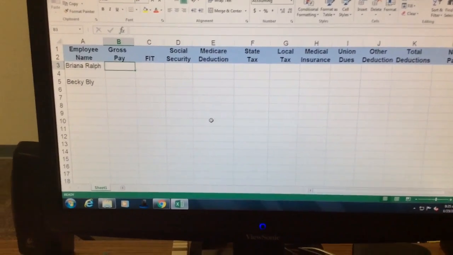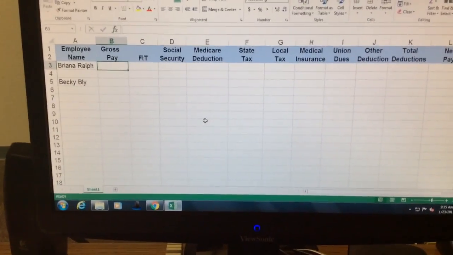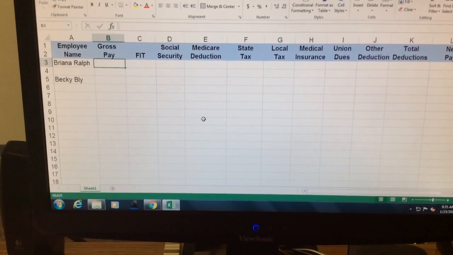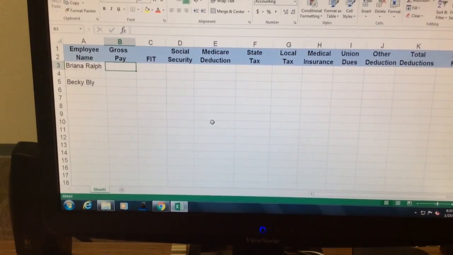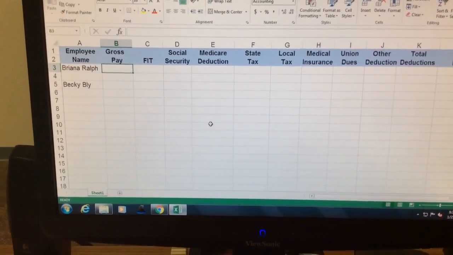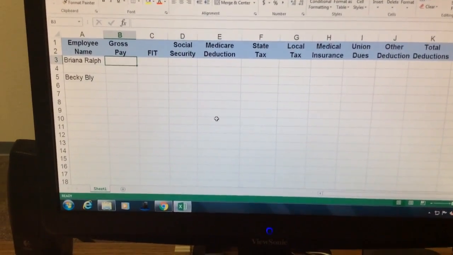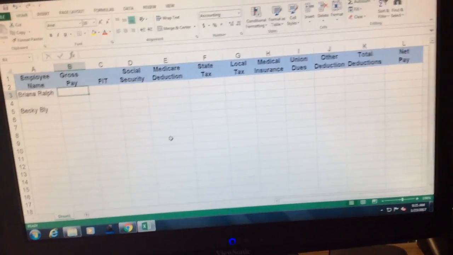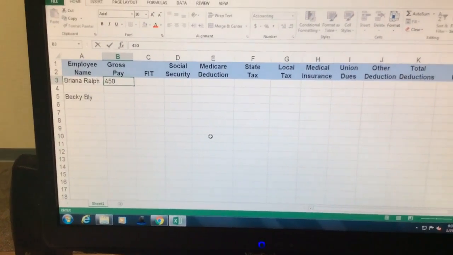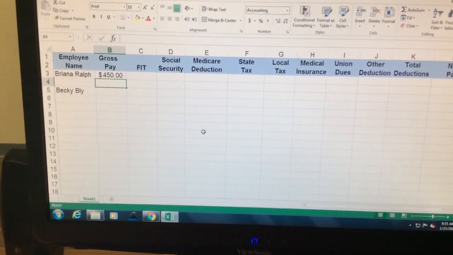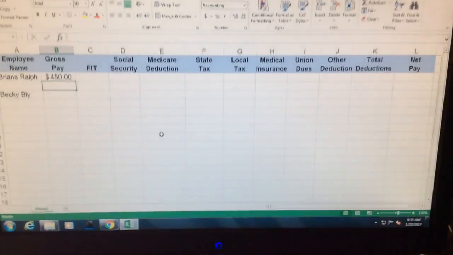Okay, we're going to go through and do your example for number one on your handout. Brianna Ralph is married and claims two allowances. Her gross weekly pay is $450. So we are going to go in and type in $450 for gross pay. FIT is federal income tax.